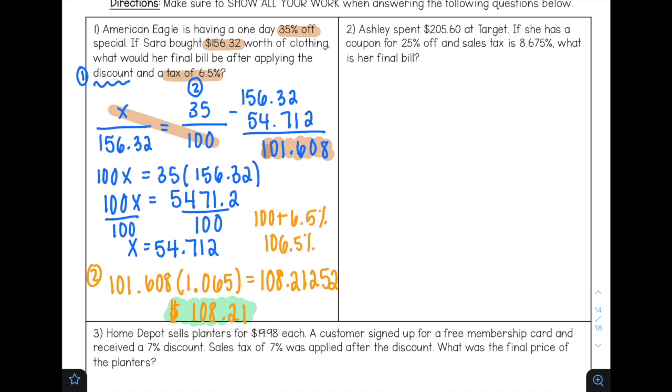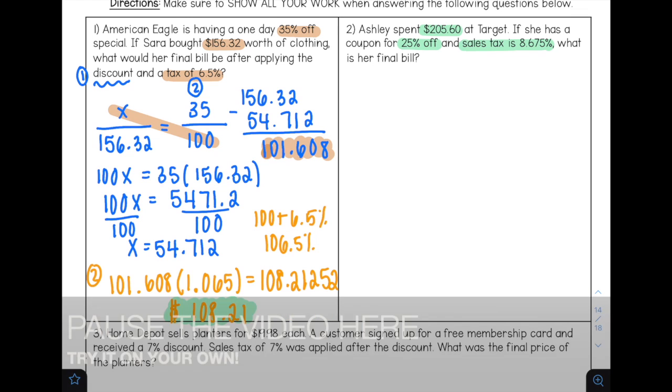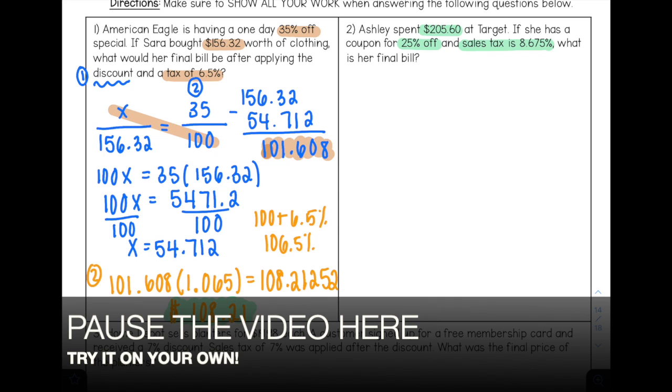Now on number 2, Ashley spent $205.60. She has a coupon for 25% off and sales tax for 8.675%. Pause the video here. Try this one on your own. Try your different methods. I'm going to show you a different method when we solve it than what we did in number 1 to show you a comparison and the amount of work that's necessary for both. So pause it, try it on your own, and we'll come back and we'll check your answer.